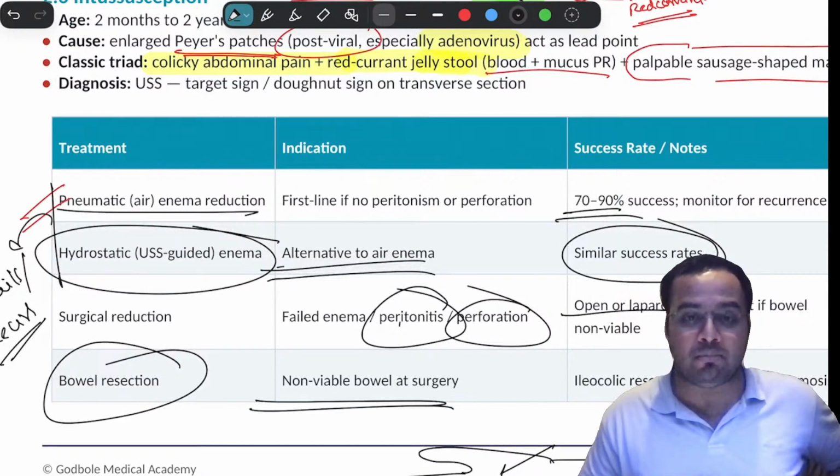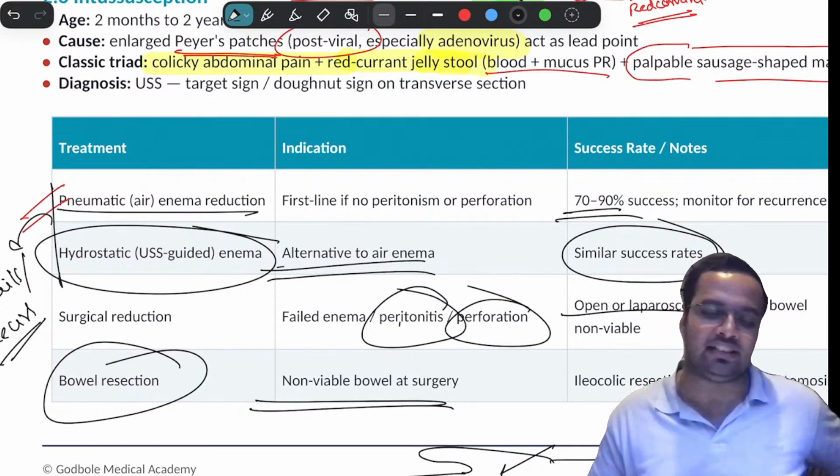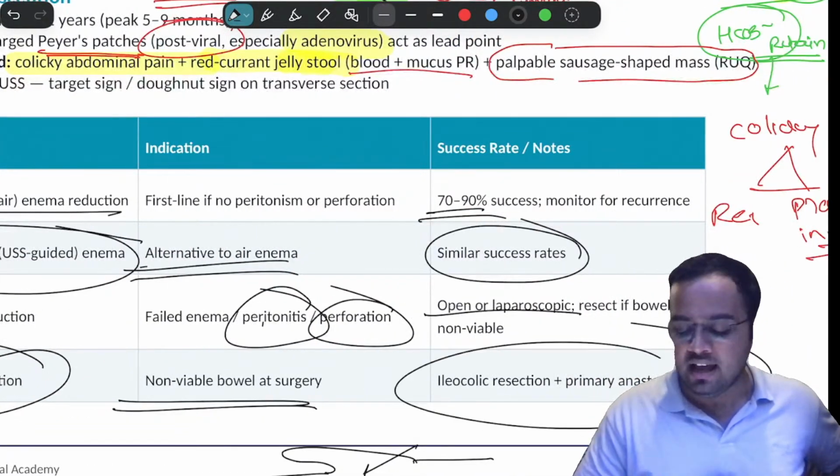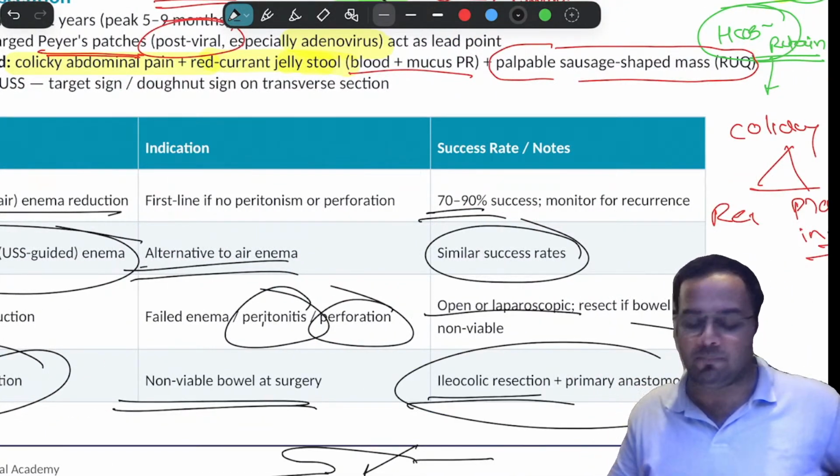And again, if you find non-viable bowel during surgery, you can go for a resection. We have seen that extramucosal single layer anastomosis should be done in the child, and there you can go for an ileocolic resection with primary anastomosis.